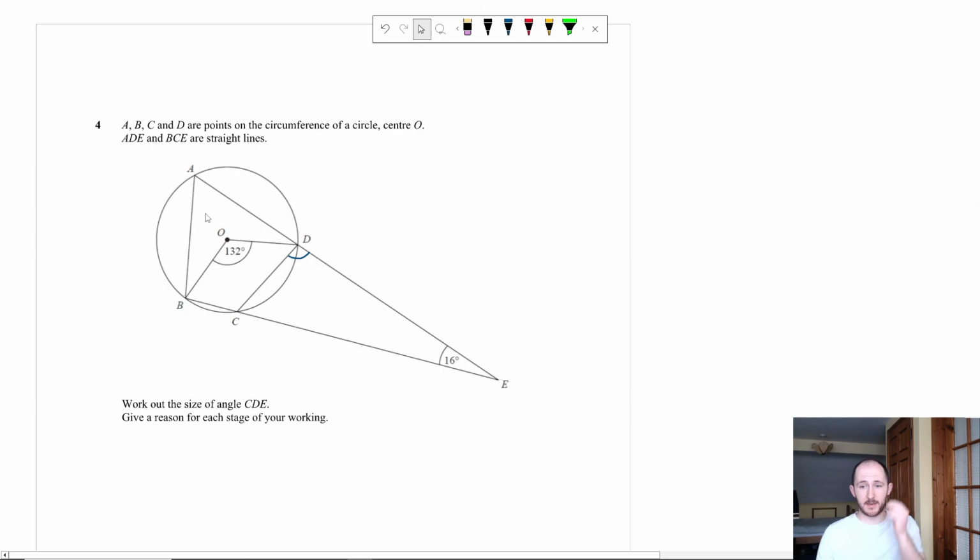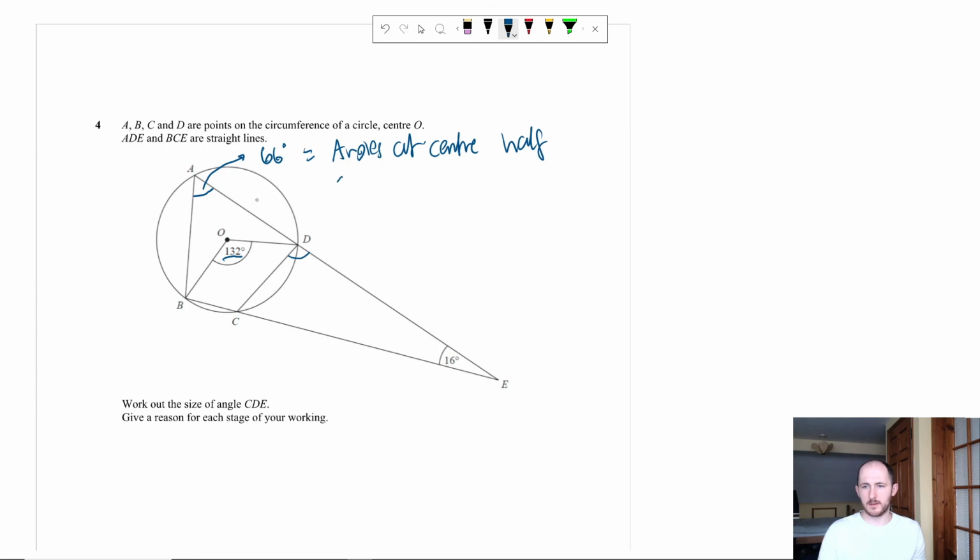So the first thing I've noticed, and this is something I spotted immediately, is that this angle here is half this angle here, right? So that'd be 66 degrees. Why? Because if you look, they're created from the same 2 points on the circumference, D and B. Angles at the, so it says give a reason for each stage. So what we have to do is say angles at the centre half at the circumference, right? Well, actually in this case, I've written it the wrong way around, so it'd be double, twice. Centre twice at the circumference. So please forgive me for my caveman writing. You should probably write this out a bit neater. Yeah, that's 66.